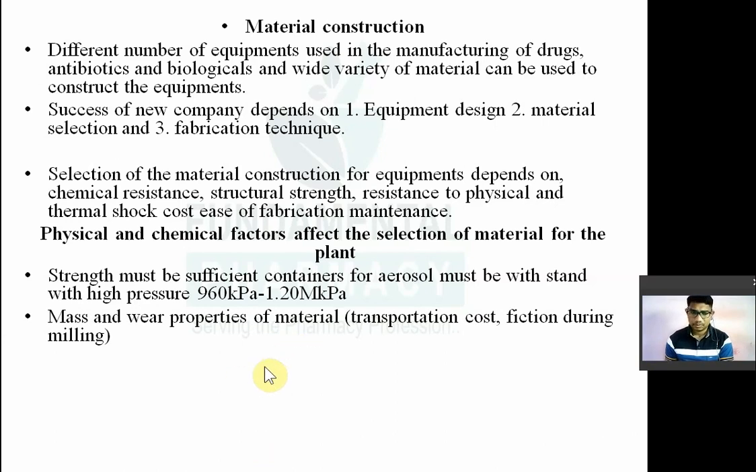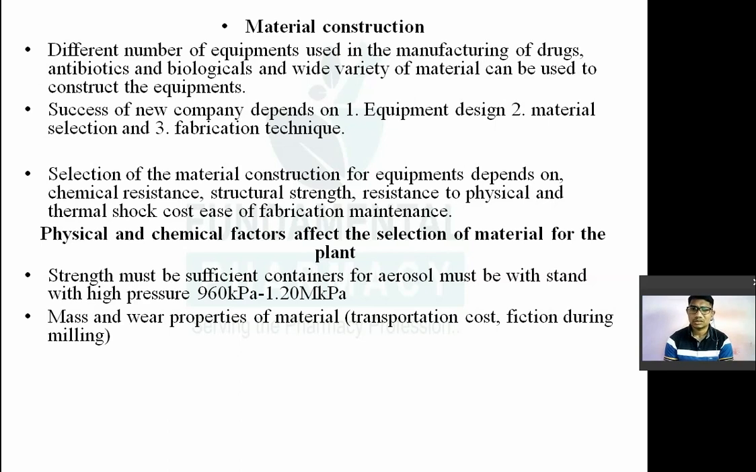Then the physical mass of that material. Suppose your material has very high weight, then it is not easy to transport from one place to another. If the weight of your material is very high, it is not easy to transfer, so you will have to consider its weight accordingly. Wear and tear properties, meaning how quickly it will break or deteriorate. Mass, wear and tear properties, physical strength, you have to take into consideration.